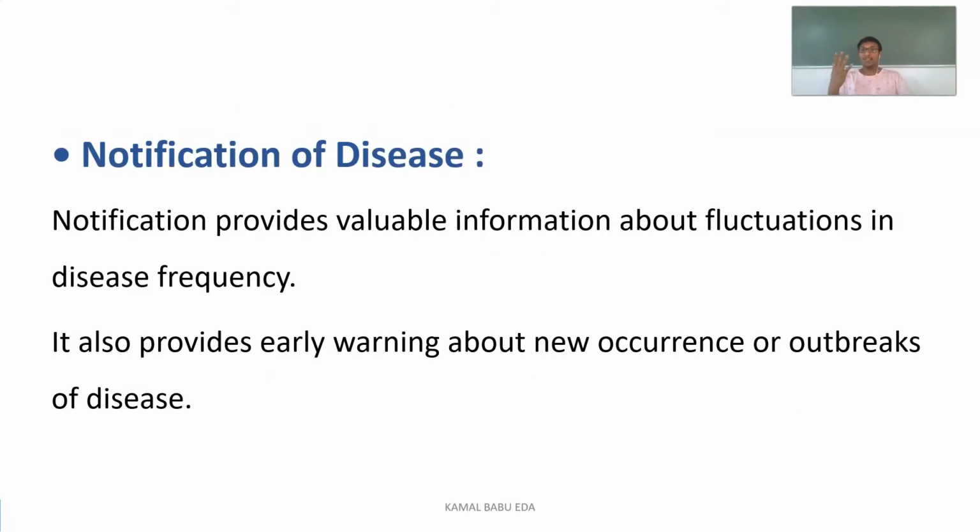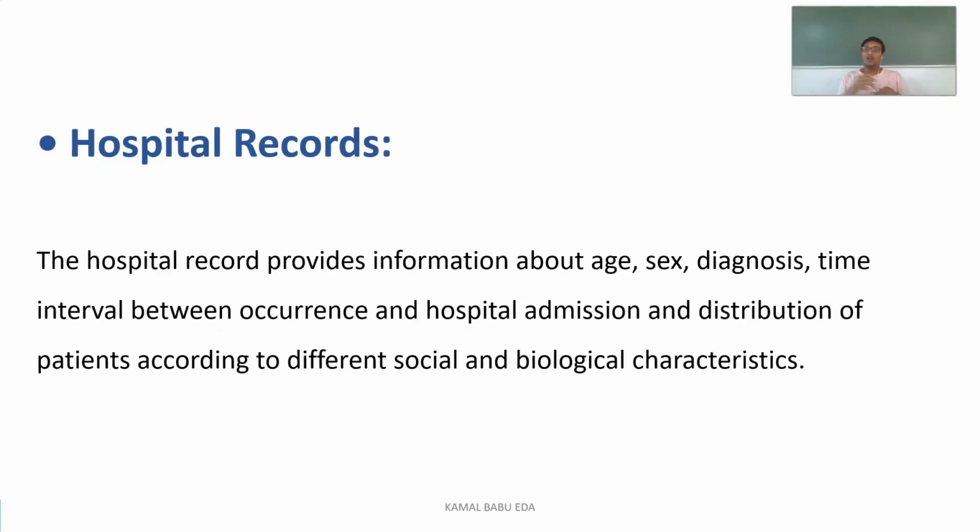Next, notification of the disease. Notification of disease mainly provides us valuable information about fluctuations in disease frequency. It also provides us early warning about new occurrences and outbreaks of the disease. Next, hospital records. So what do these hospital records mean?